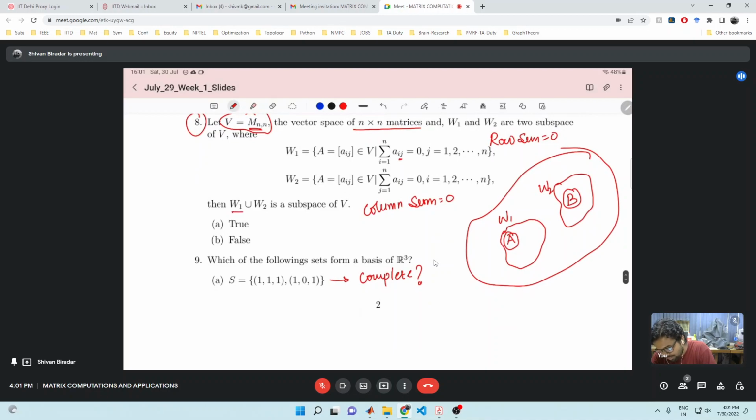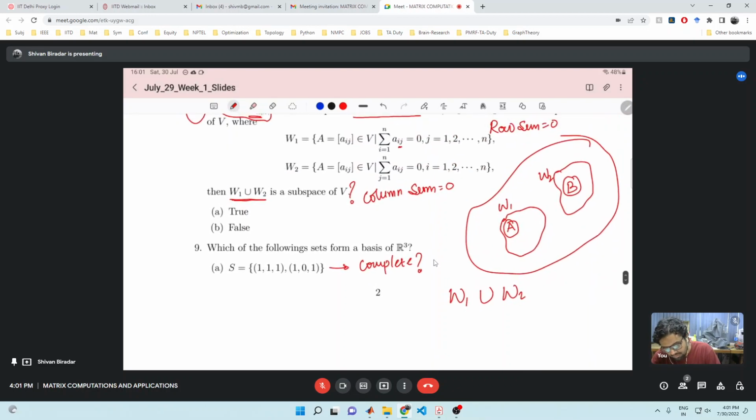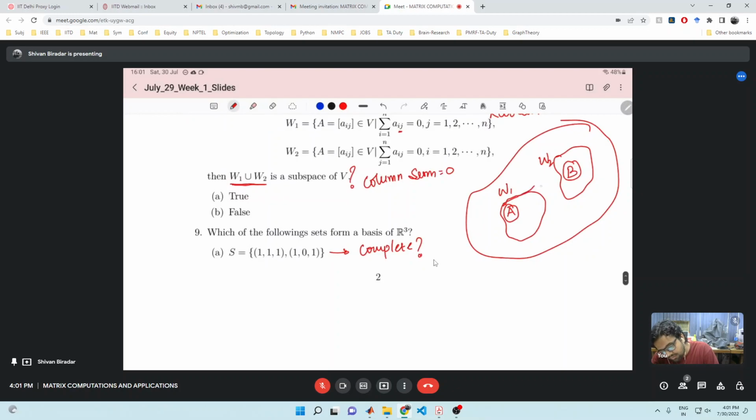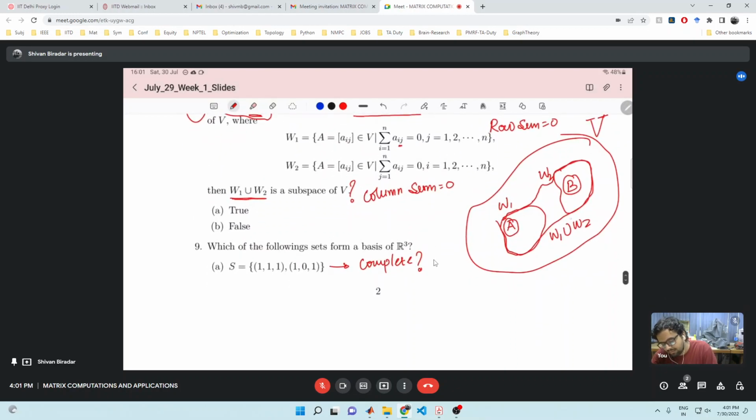So is W1 union W2 a subspace of V? This is the question. Let us take the union of these two subspaces W1 and W2. If I take the union of these two, then I'll get another subset. So this would be W1 union W2, which is in this vector space V. The question is: is this bigger set, a subset of the vector space V, a subspace?